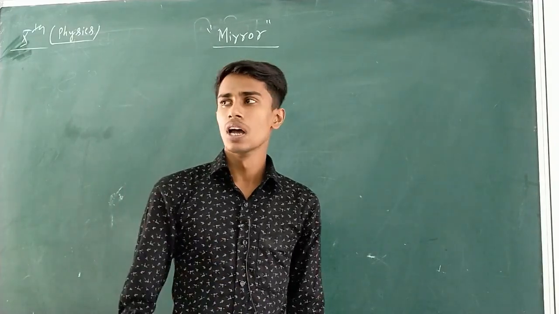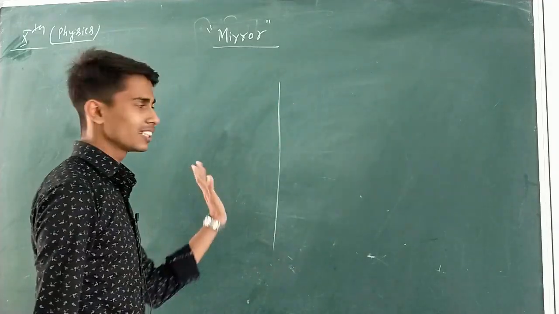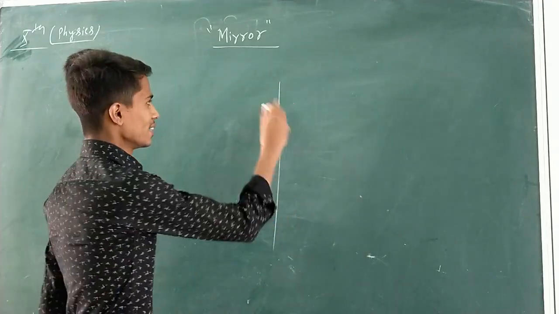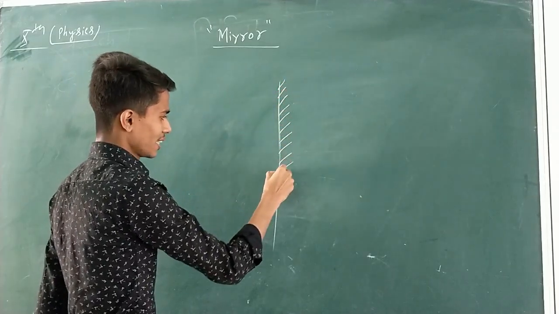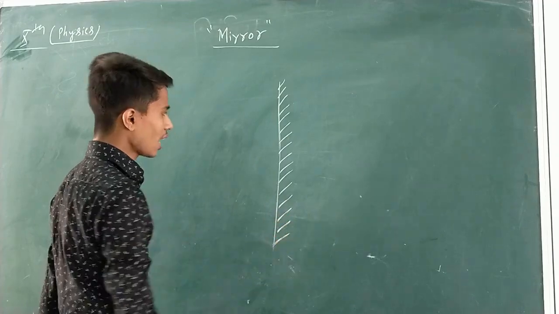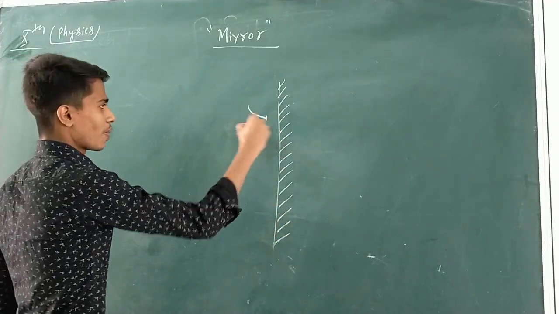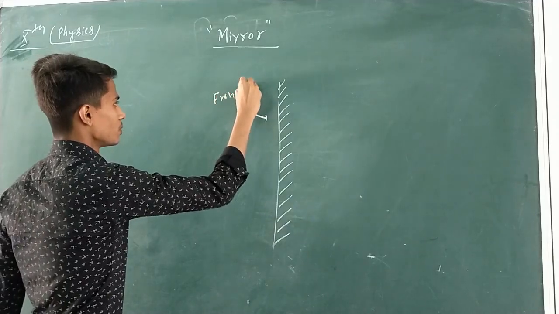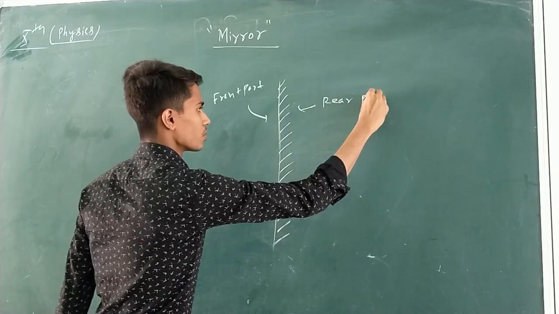What is mirror? How could you construct a mirror? Listen, a piece of glass is taken. Let this be a piece of transparent glass, and its one surface is coated by a shiny material, such as amalgams or aluminum foil. Now, this structure behaves as a mirror. This is the front part, and this will be the rear part or back part.